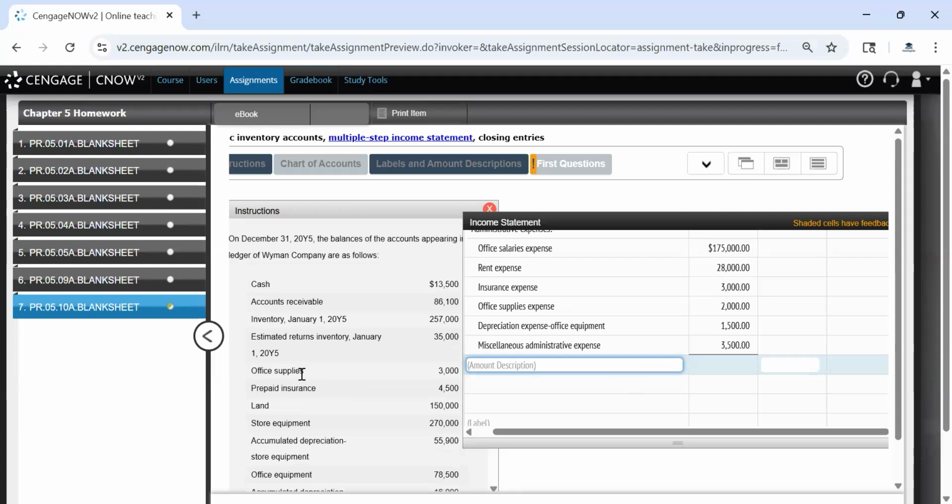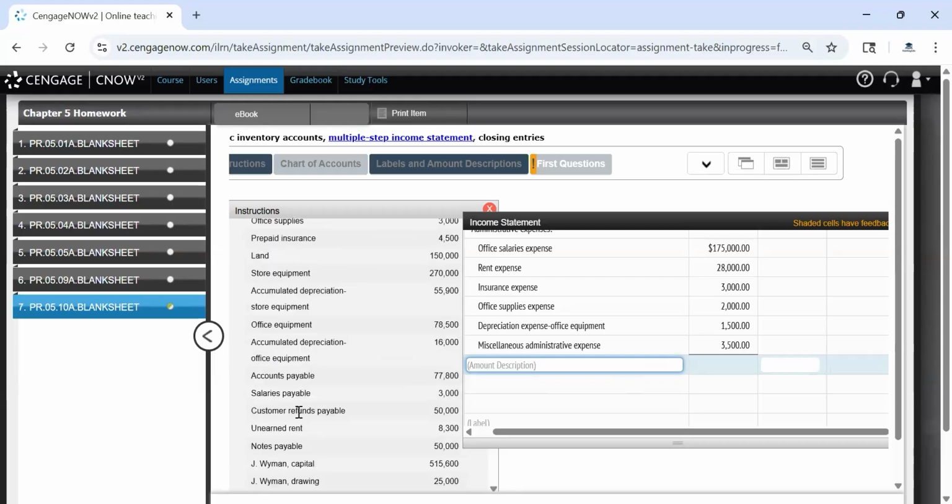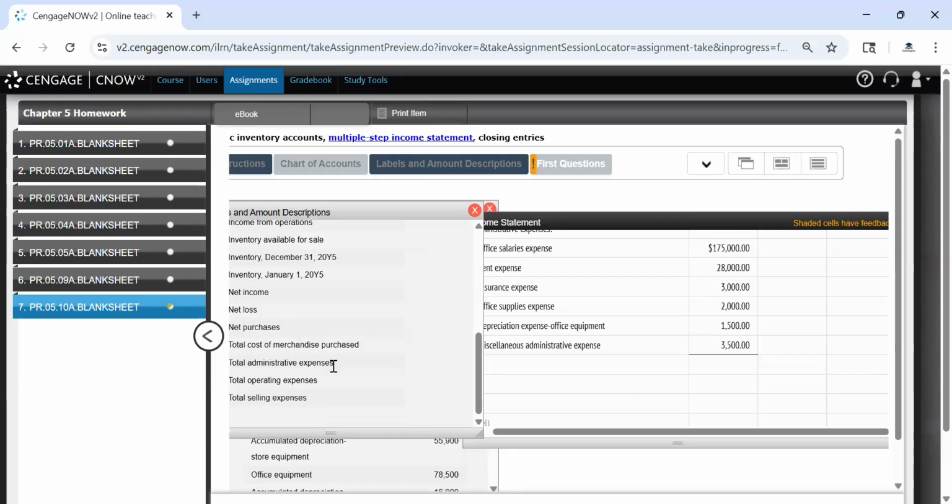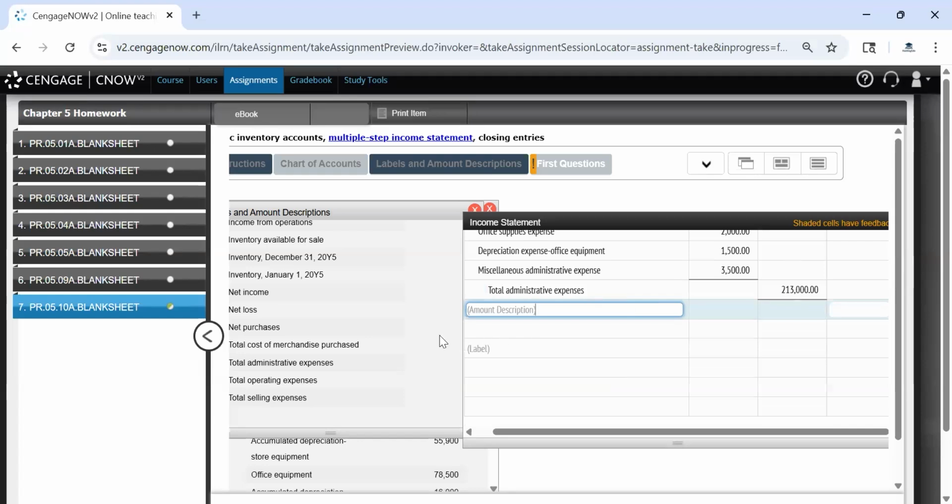We're going to add up our total administrative expenses. And we need our label for total administrative expenses. And the total of all of these administrative expenses comes to $213,000. And that's the end of our operating expenses.